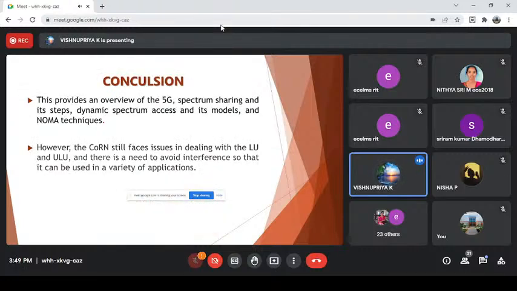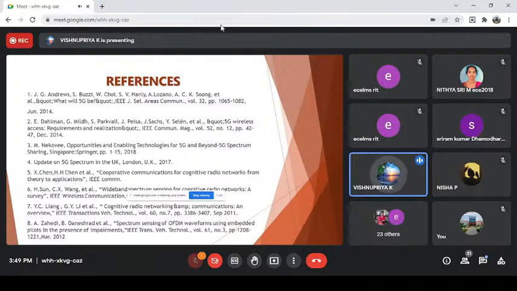Here is the conclusion part. It is an overview of fifth generation spectrum sharing and its types, dynamic spectrum access and its models, and NOMA techniques. Cognitive radio still faces issues in dealing with licensed users and unlicensed users, and there is a need to avoid interference so that it can be used in a variety of applications. These are the IEEE papers we have taken for our reference.